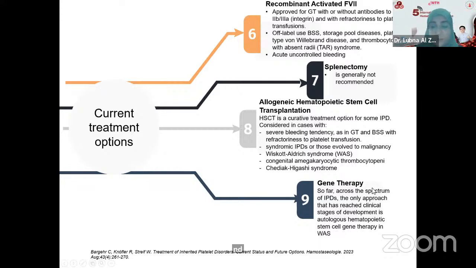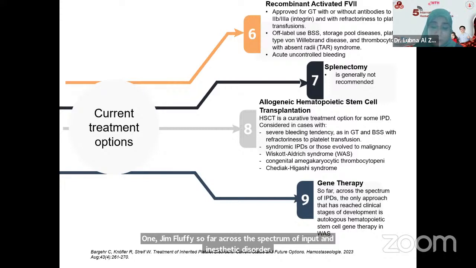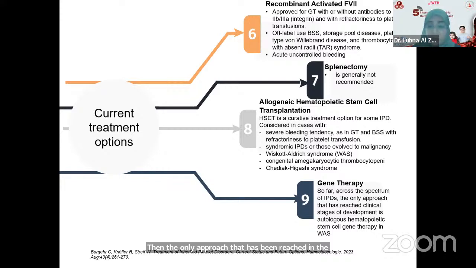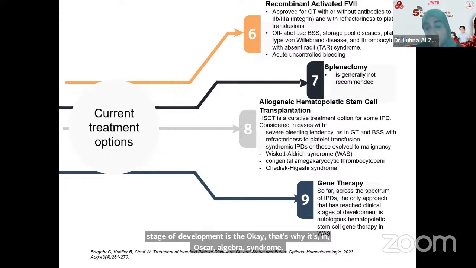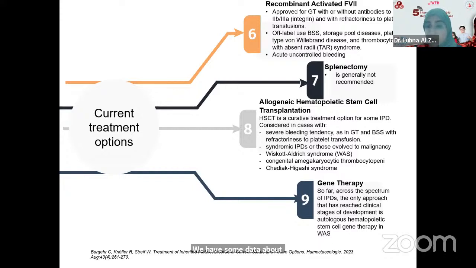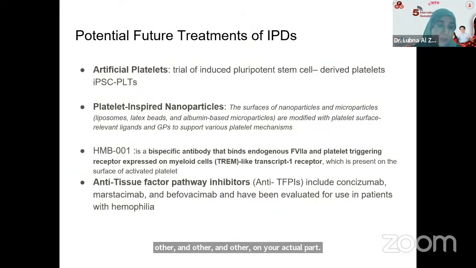Gene therapy so far across the spectrum of inherited platelet disorder, the only approach that has reached clinical stage of development is the autologous hematopoietic stem cell gene therapy in Wiskott-Aldrich syndrome. We have some data about gene therapy in hemophilia and other coagulation disorder, but for inherited platelet disorder, this is the only one so far, and hopefully in the future we'll have more data.